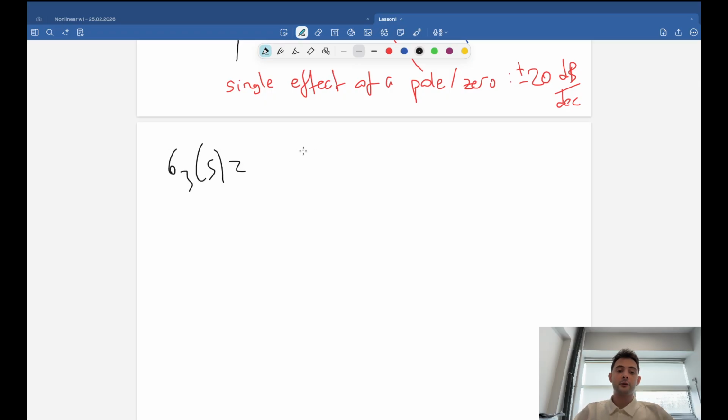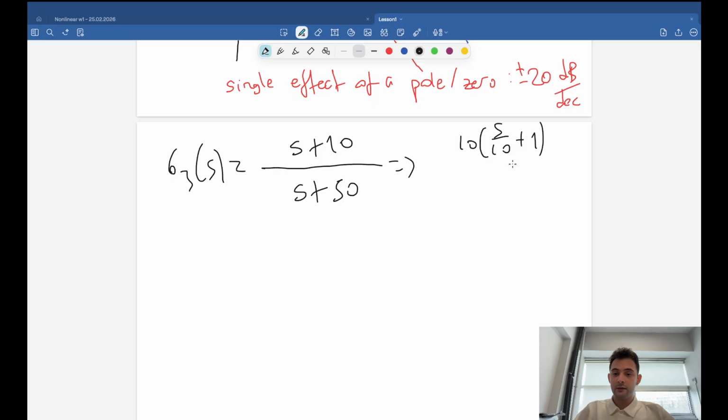G3(s) equals, so let's say we have here (s plus 10) over (s plus 50). Okay, let's do it like this. So first, I should leave these constants as 1, right? So I just divide all the parts with the constant value. So 10 times (s over 10 plus 1) over 50 times (s over 50 plus 1), okay?